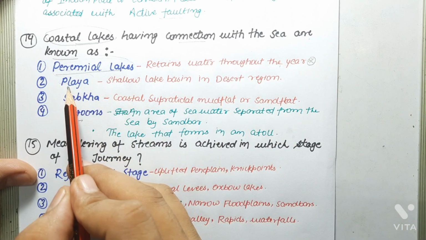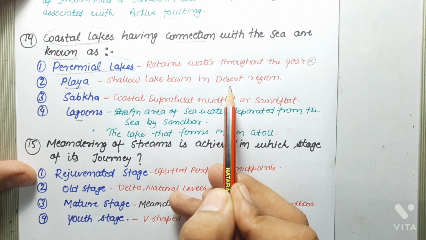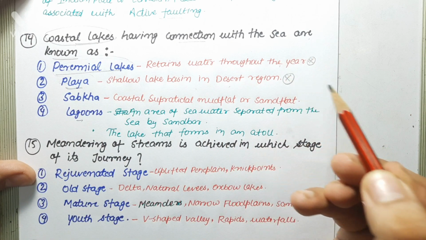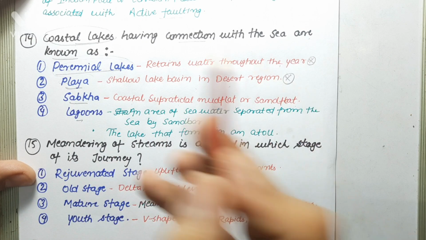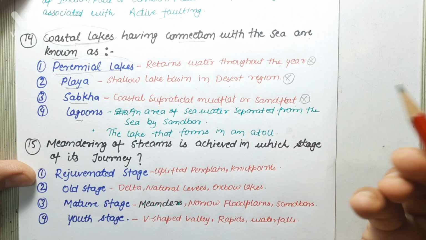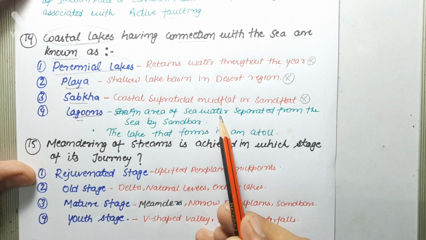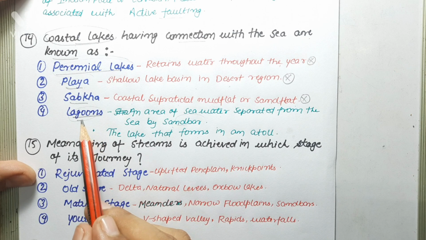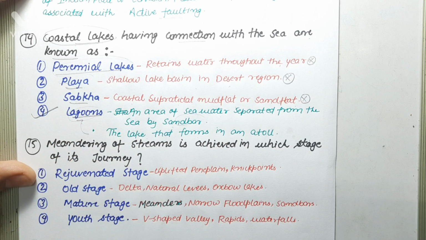Next one is playa. Playa is just a shallow lake basin in desert region, that is intermittently filled with water which evaporates in a short period of time. So these are not the coastal lakes, so therefore these are not the correct answer. Sabkha is just a coastal supratidal mudflat or sandflat. These are also not coastal lakes, so these are also not the correct answer. Now lagoons, like I told you earlier, are the area of seawater that is separated from the sea by sandbar, and this lagoon term is also associated with the lake that forms in an atoll. So clearly lagoon is the correct answer because these are coastal landform as well as these are lake.